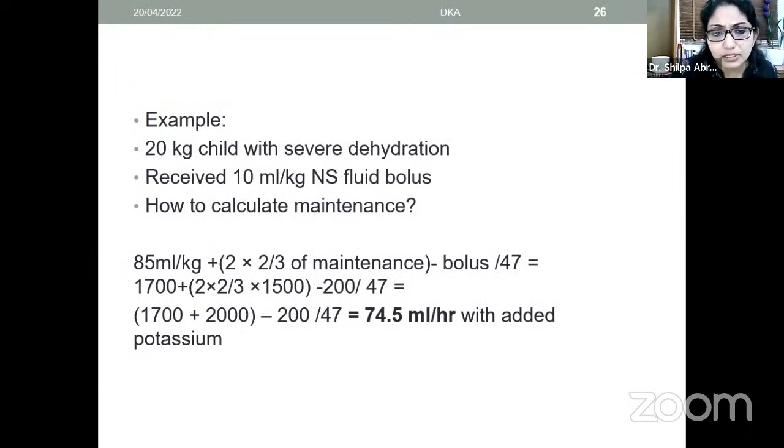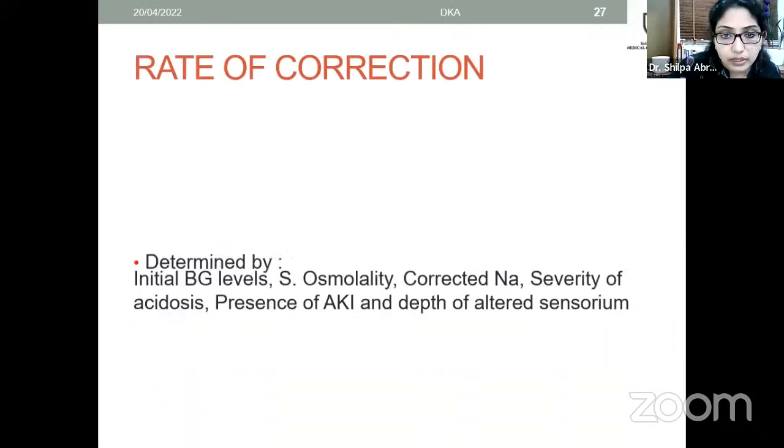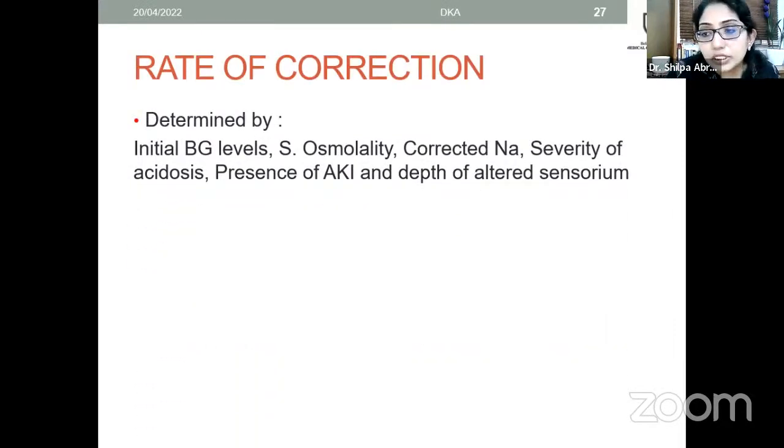So I think I'll skip this slide for want of time. It's just an example of the calculation, and we'll come back to it later. So that is the correction, that is the amount of fluid this child requires.